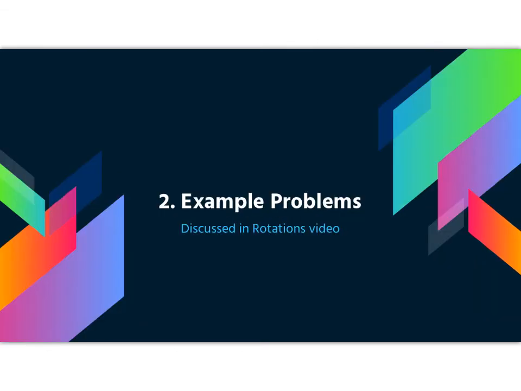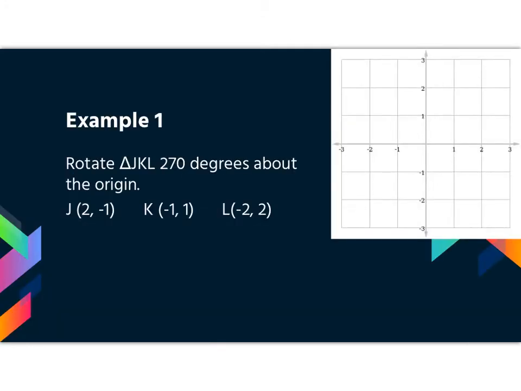Now we will do a few example problems. So we are supposed to rotate triangle JKL 270 degrees about the origin. Remember that if you're given a positive number, it means to rotate counterclockwise. And a negative number means to rotate clockwise. So in this case, we're going to rotate 270 degrees counterclockwise.